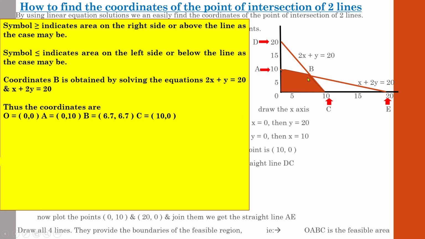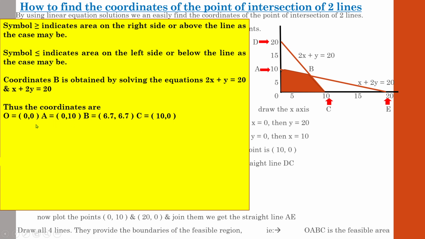Next one, B. For finding B, you have to use the scale. Usually you will be drawing this in a graph, so you can easily pinpoint the point of B, that is (6.7, 6.7). That is found on the base of a scale or on graph paper. If you are using graph paper, you can directly identify this point. And next one, C. C is the point where 10 is located on the x-axis, and since it is a point on the x-axis, the y value will be 0. So it is (10, 0).